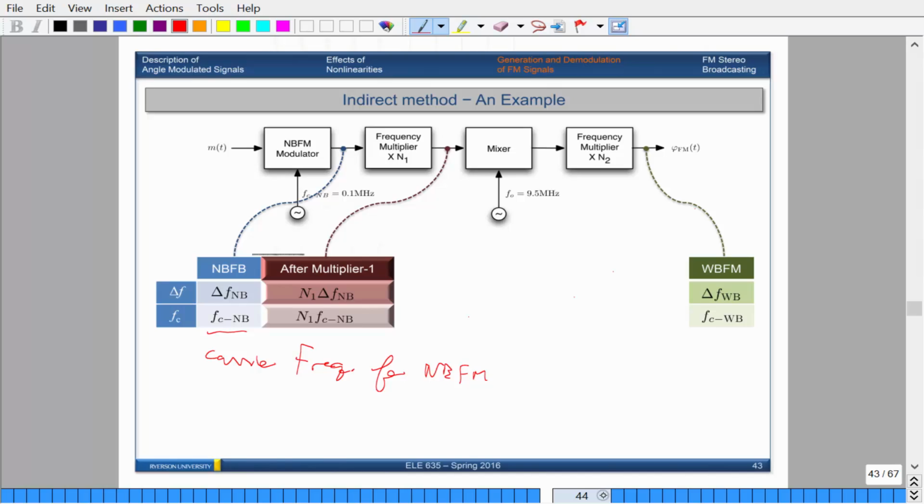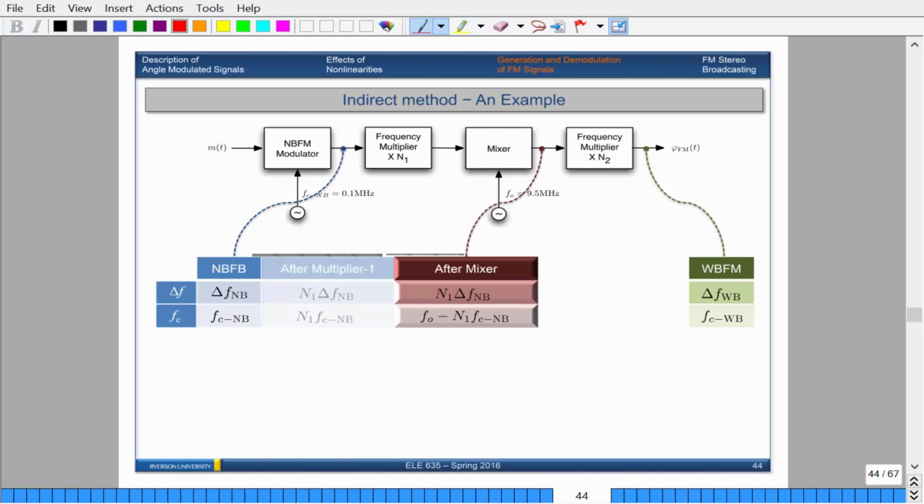Good. Okay. Now, this here is a down converter. What that means is that you're going to take the frequency that's coming in, and then you're going to subtract and down convert. So you're making it less. Okay, so this is before the mixer.